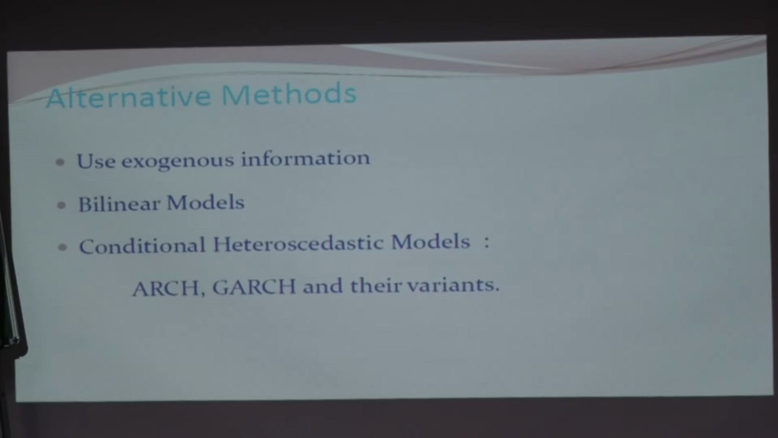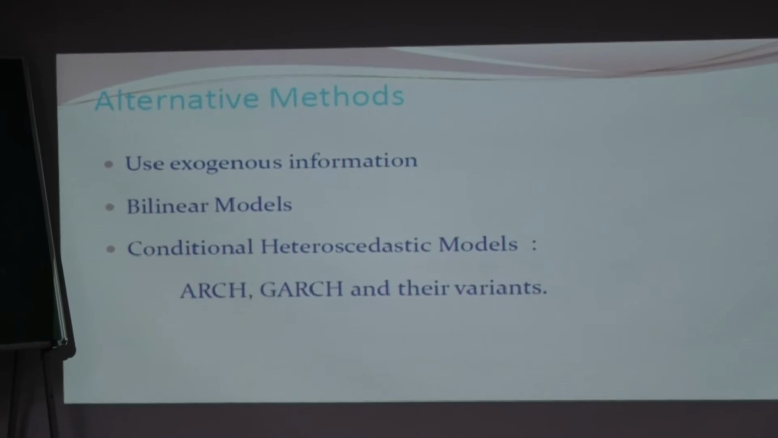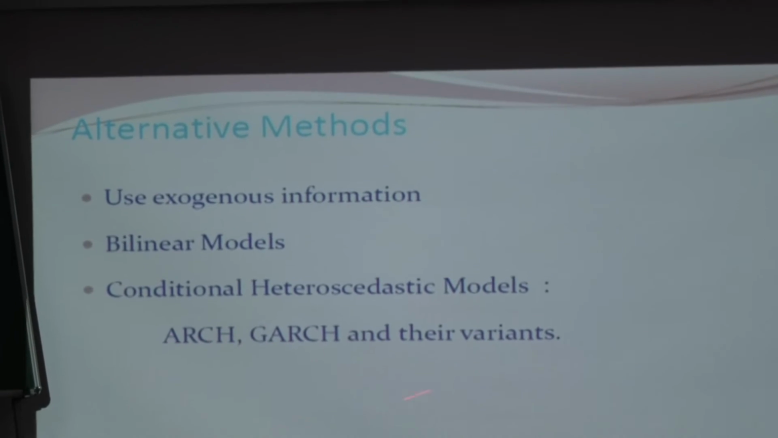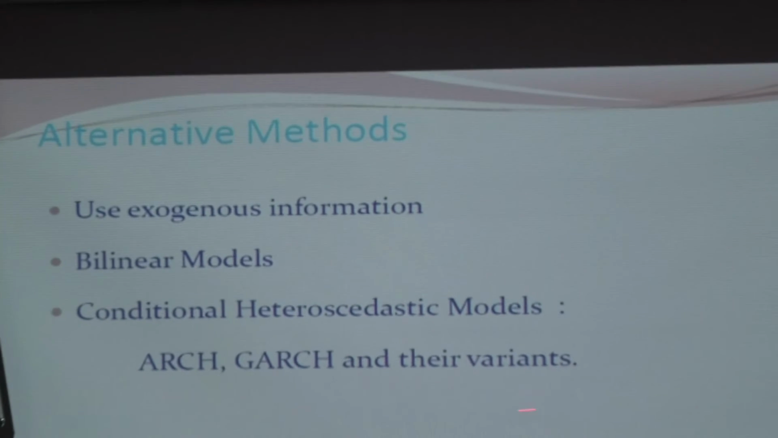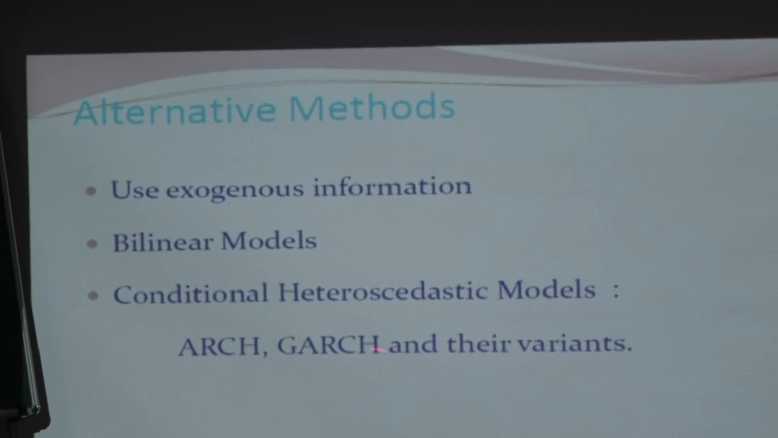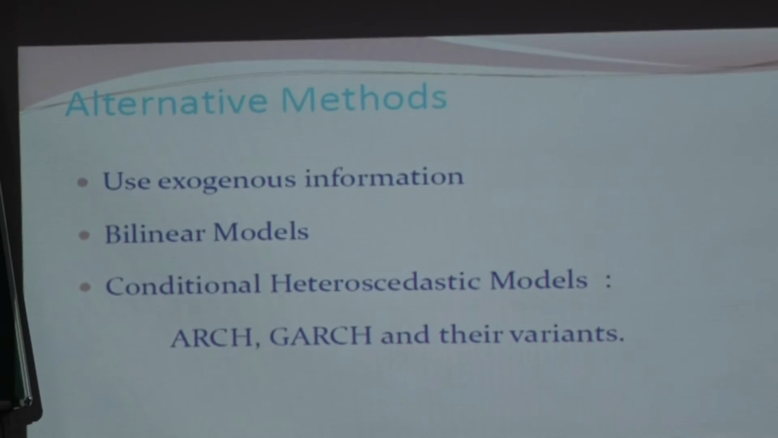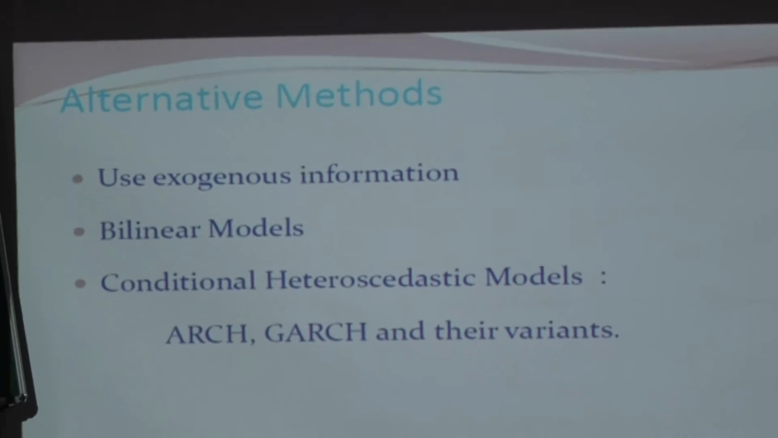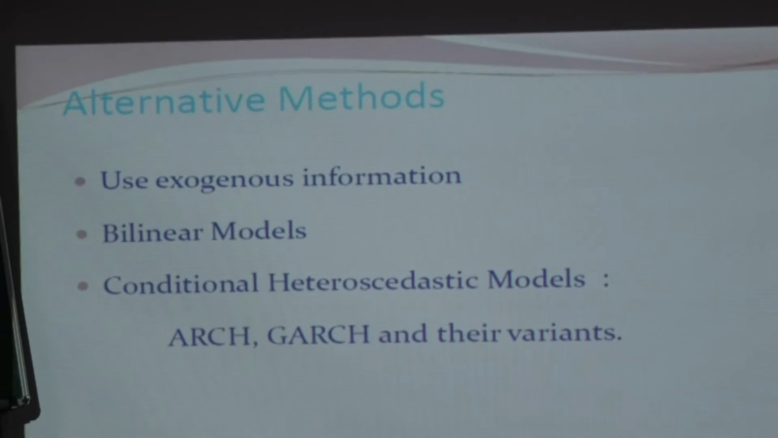They tried various models. So you use exogenous information, bilinear models, and ultimately this is the model that has become very popular, the conditional heteroscedastic models, ARCH, GARCH, and now I think maybe 100, 200 odd variations of these ARCH, GARCH models. The E-GARCH, M-GARCH, I-GARCH, you name it, and they've run out of alphabets, I think, now. Okay, so there are various variations of this model.